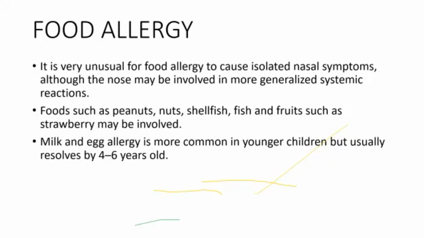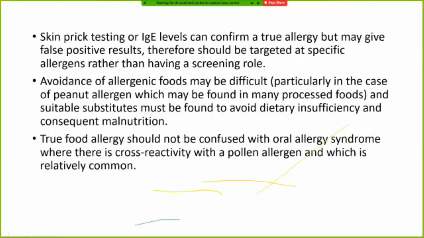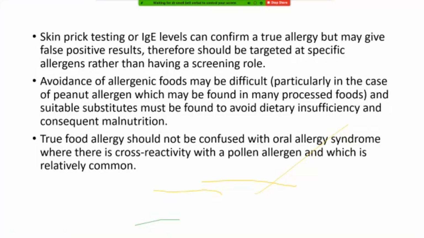So milk and eggs should be kept in mind for 4 to 6 years, and foods like peanuts, very importantly peanuts, nuts, shellfish, fish and fruits, strawberry should be kept in mind. And there can be symptoms from isolated nasal symptoms to generalized symptoms. IgE levels can confirm a true allergy but may give false positive results. Therefore, testing should be targeted at specific allergens rather than having a screening role.